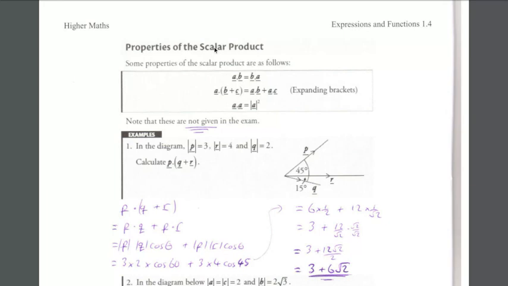Today we're looking at properties of the scalar product. So some properties of the scalar product are as follows. A dot B equals B dot A. A dot (B plus C) equals A dot B plus A dot C, so we can expand brackets. And A dot A equals the magnitude of A squared.